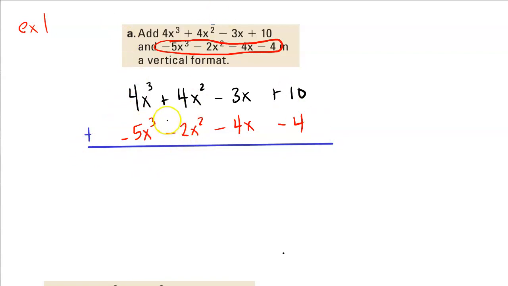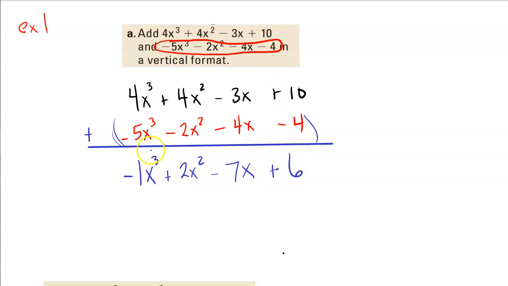So if we add column by column, now I want to take these two like terms and add them to get negative 1x cubed. They're like terms because they both have x cubed, right? Now we have 4x squared plus a negative 2x squared, so that's going to give me plus a 2x squared. If I add this column, I get a negative 7x. If I add this column, I get a plus 6.